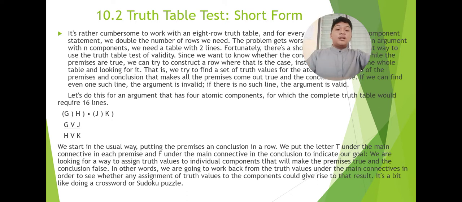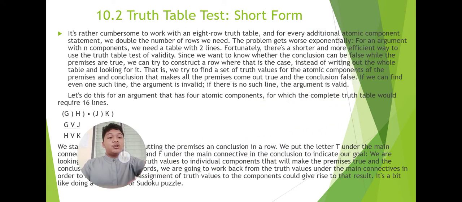Next, the topic 10.2, Truth Table Test, Short Form. It's rather cumbersome to work with an 8-row truth table, and for every additional atomic component statement, we double the number of rows we need. So, in the truth table test, we double the rows each time, so the work slows down. The problem gets worse exponentially: for an argument with n components, we need a table with 2 to the n lines. So, we need a table with 2 to the n lines.